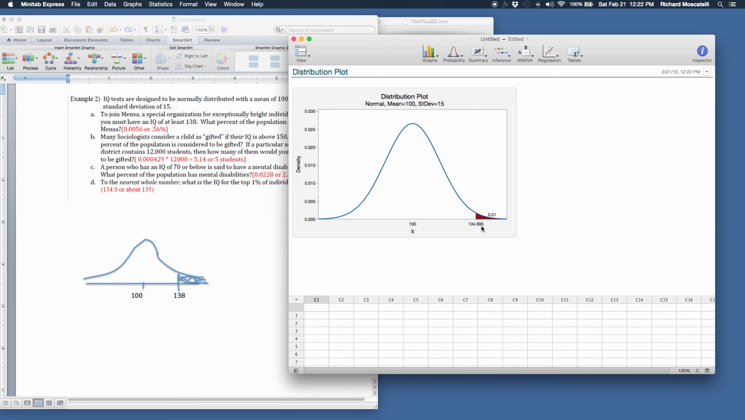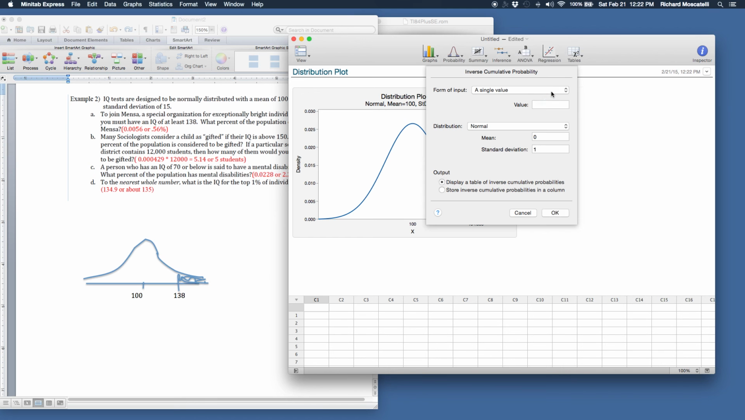That's not the only way to do this question, however. You could also do this using the inverse function, inverse cumulative distribution. Form of input, and it's a single value. The value is 0.99. The thing with this, it's cumulative. Notice the word cumulative right here. If you're going to use this menu, you have to give it the area on the left-hand side. If the area on the right is 1%, the area on the left would be 99%.